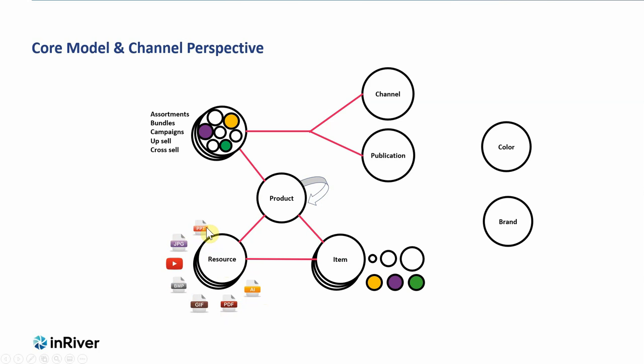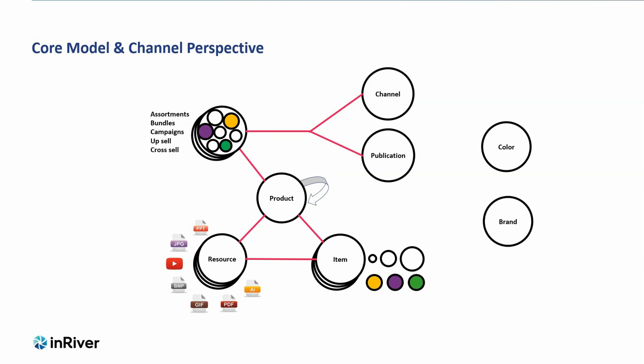But we might have other relations as well, product to product relations, to describe how we want to sell and market the products. And that could be upsell and cross-sell relations. It could also be that you want to create bundles or campaigns where you sort of sell and market your products together. And then we can put these into channels and publications where we decide what assortment we want to send to a certain channel.